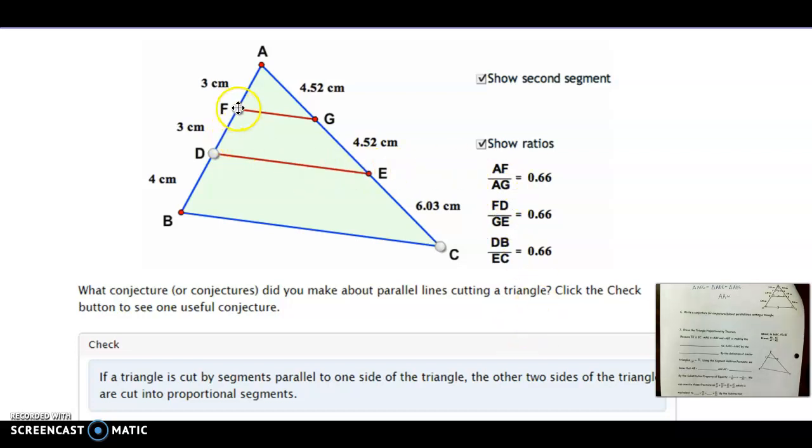So if a triangle is cut by segments, so FG and DE on this figure are both parallel to the side, then the other two sides, that means this side AD and this side AC, are cut into proportional segments, meaning 3 over 4.52 is equivalent to 4 over 6.03. They are all equivalent ratios. So you can pause this and write this as number 6 in your notes. That is our conjecture.